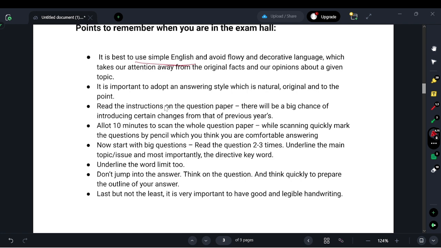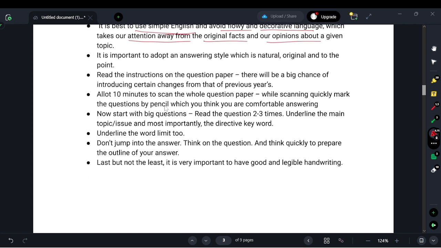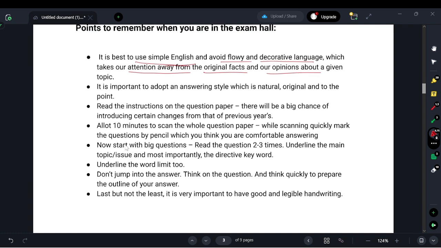simple English, and avoid using flowery or decorative language, because such language takes the attention away from the original fact, or the opinion that you are giving on the topic. So try to use very simple language, very simple English. Anyone can write in simple language. Do not try to show off your English in this paper, because this is not an English paper, right? This is a Geo-Scientist examination. So try to use very simple language, very simple English.